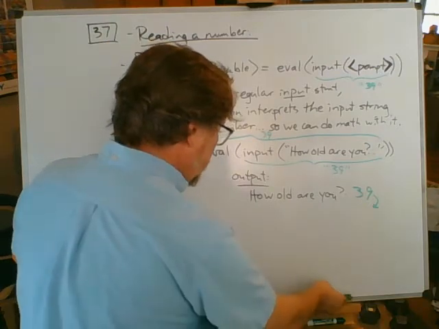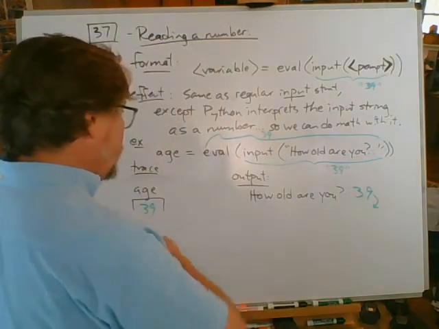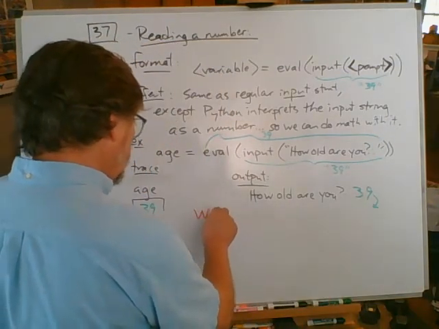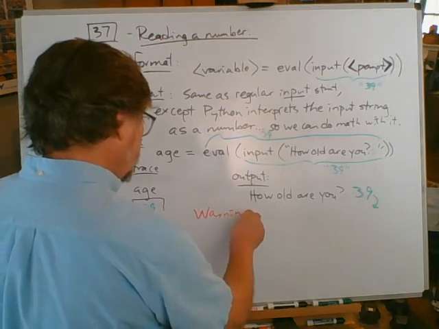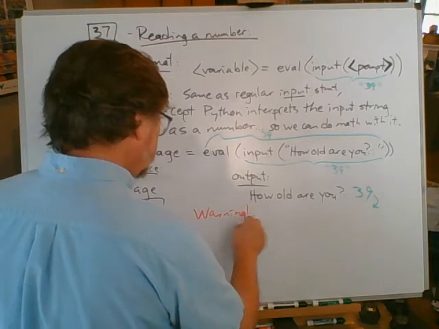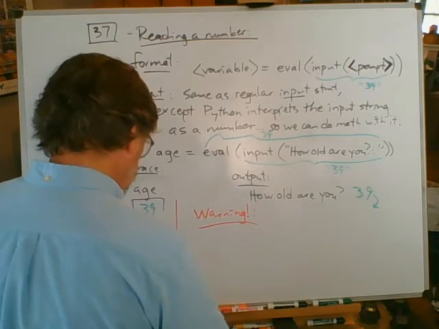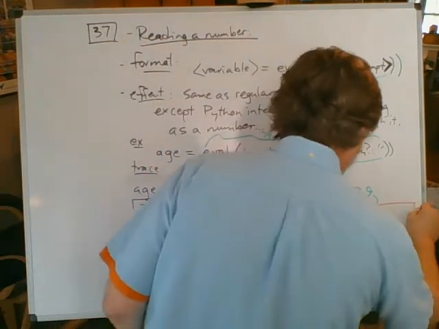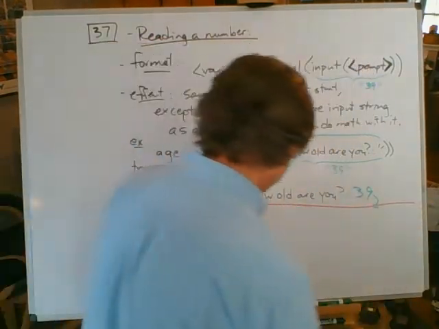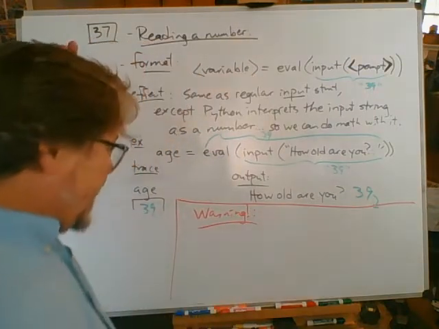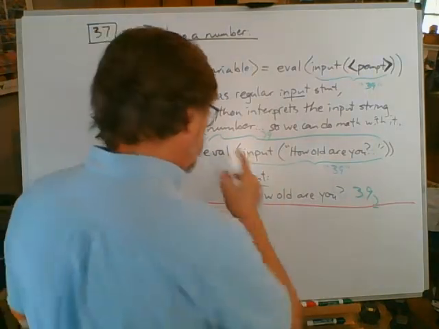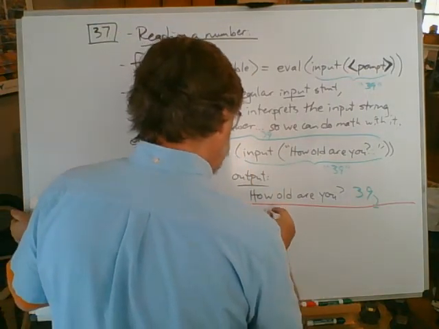Let me switch to alarming red for a warning. Warning! Colon. I'll put the warning in this red box so I don't have to keep writing in red. That will get scary. So the warning will be written in black. Here's the warning. Be sure to use eval when reading a number.